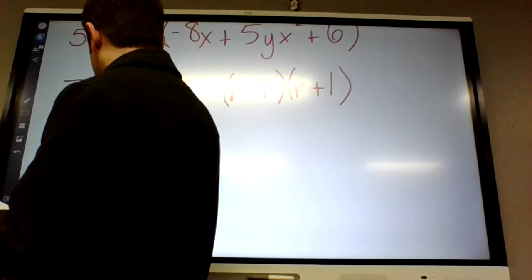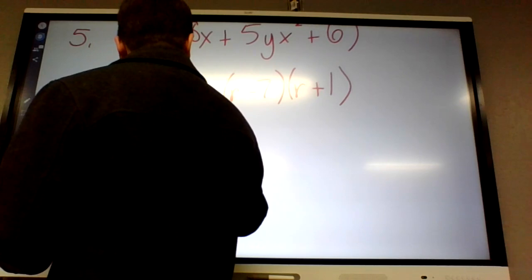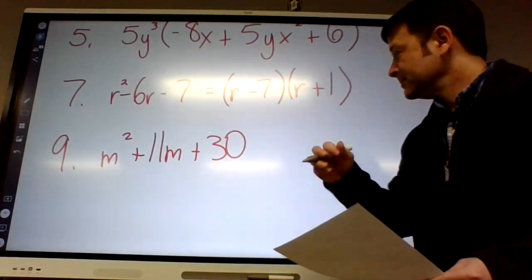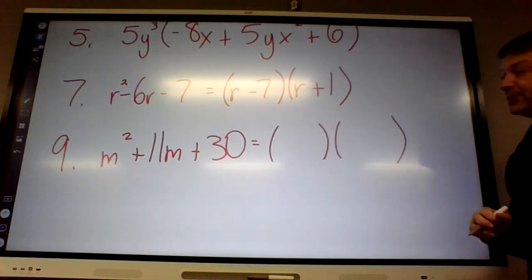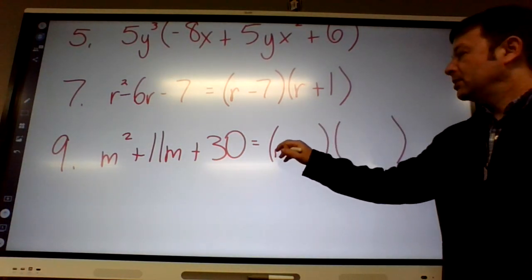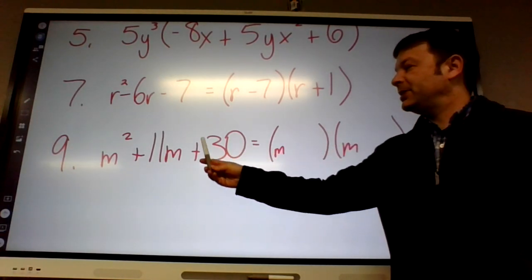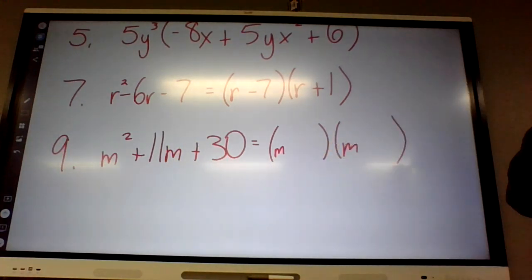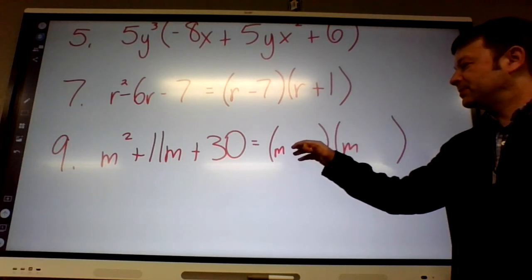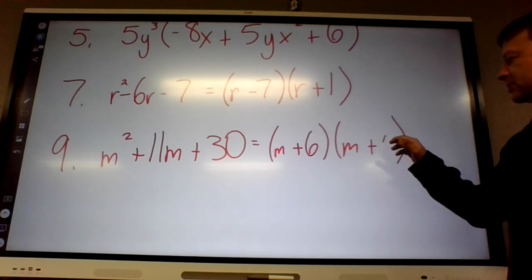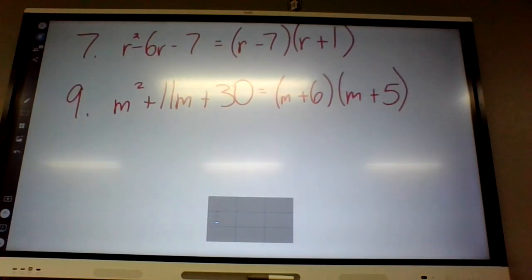M squared plus 11m plus 30. All right, Timothy. What are we going to put in the front on this one? M and M. And then for the back, what multiplies into 30 that adds up to 11? 6 and 5. Both positive, both negative? Both positive. Yes.